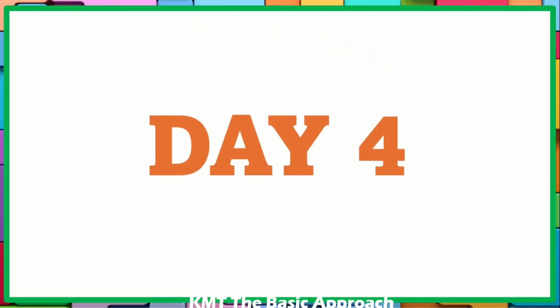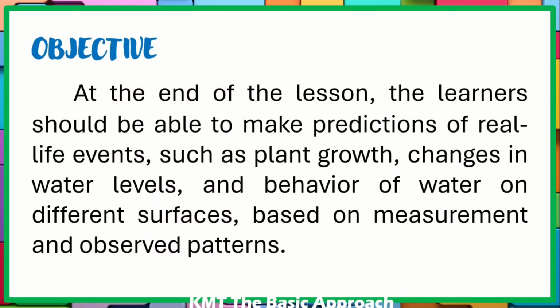Day 4. Objective. At the end of the lesson, the learners should be able to make predictions of real-life events such as plant growth, changes in water levels, and behavior of water on different surfaces based on measurement and observed patterns.